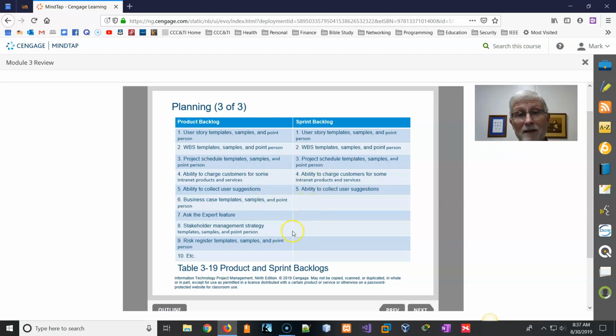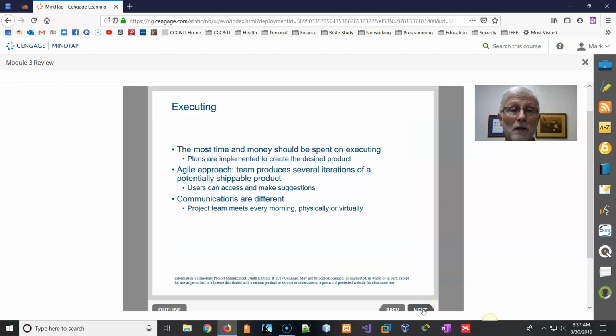But then things that are done on the product side that are not done on the sprint side are more on the business side. Business case, who's the point person, who's the expert, who are the stakeholders. So there's a lot more across the whole product that is a little bit different. But as you can tell, when it comes to the project execution side, what we're going to do, how we're going to do it, the schedules, ability to bill people, all that stuff comes into play.